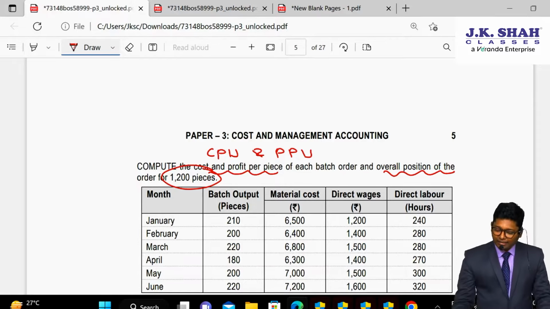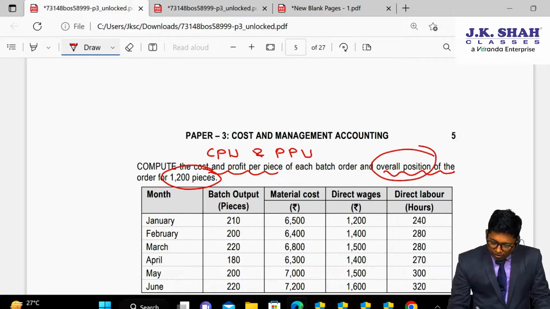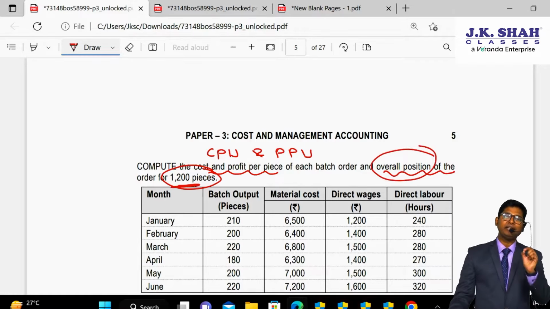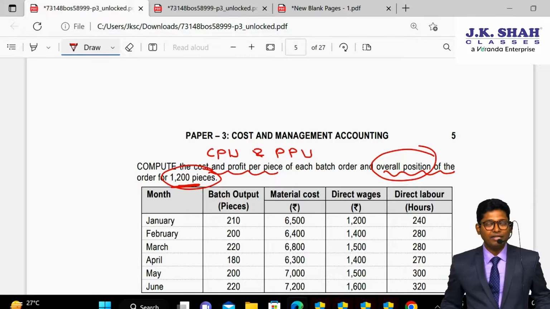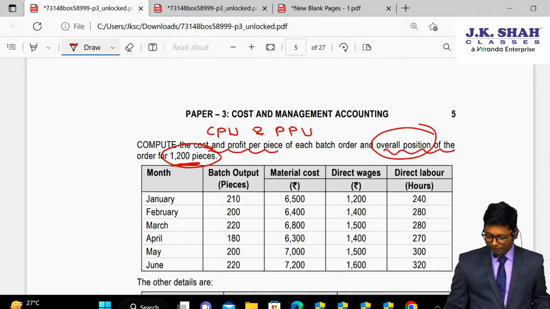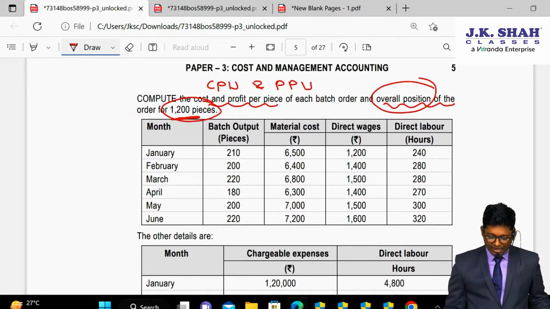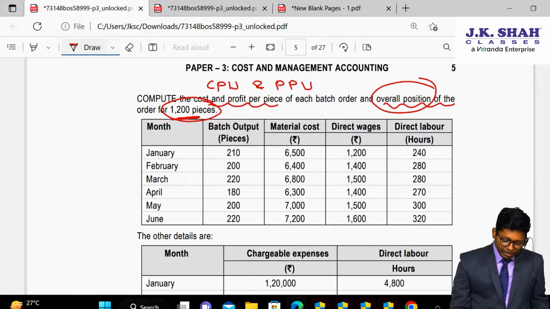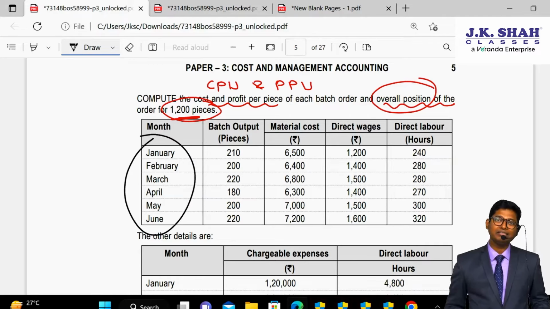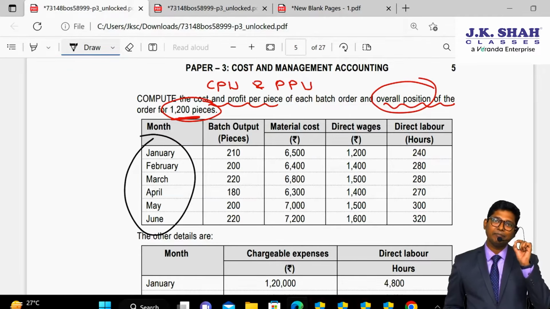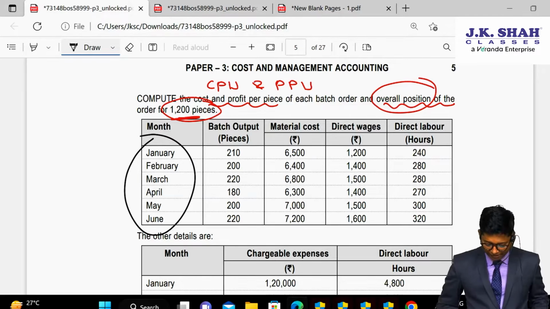and when there is an order of 1200 pieces at a time, overall job of 1200 pieces at a time, how much will be the profitability of the company? That is also to be computed because it is asked in the question. If you see the months, they have given you months starting from January, then February, March, April, May and June. Guys, these are not months, these are the batches. Total 6 batches information is available with us.